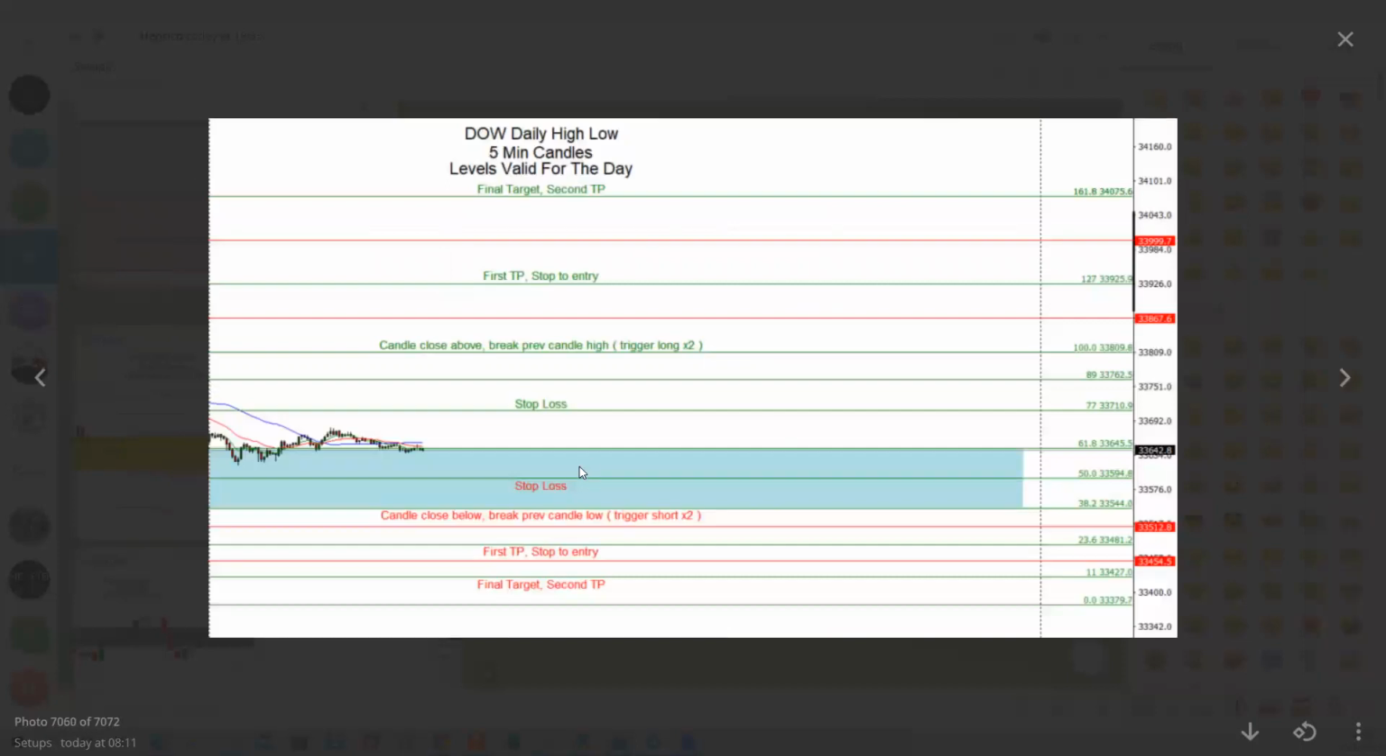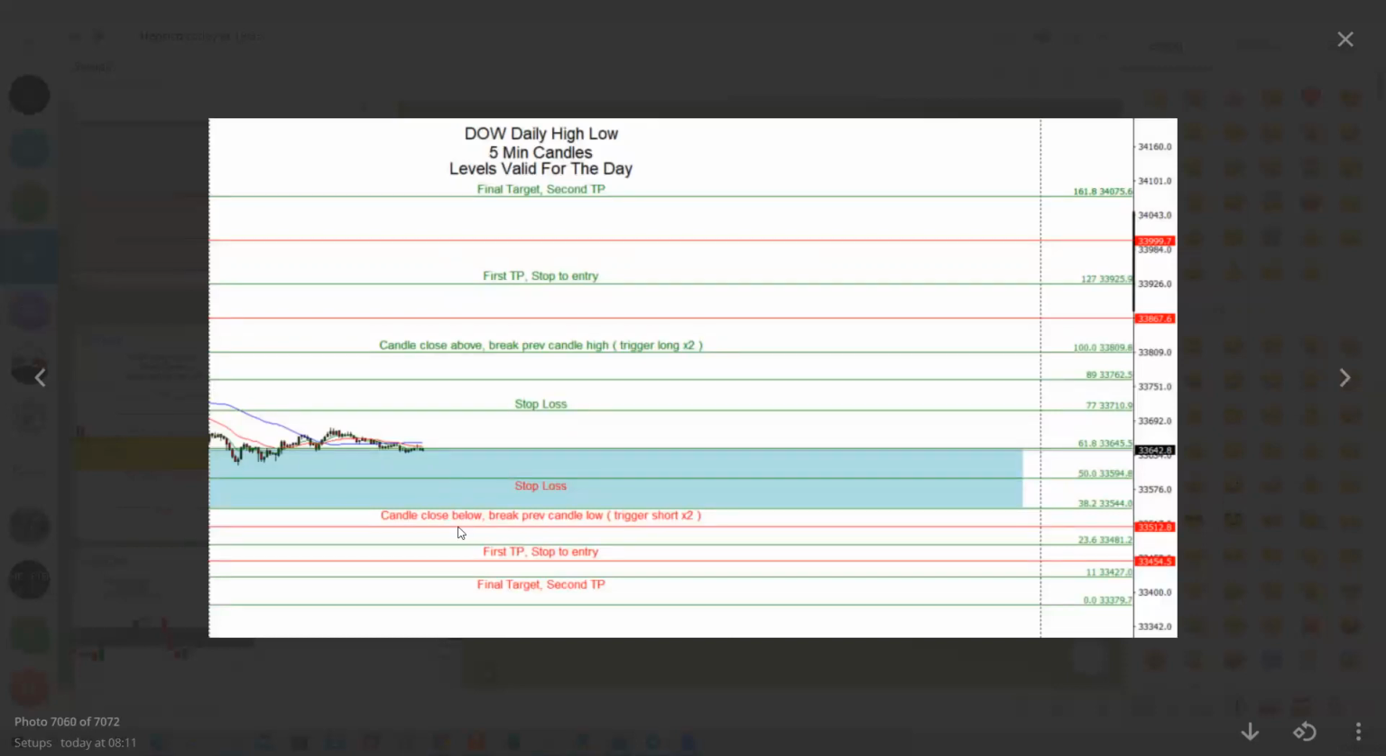On the Dow yearly high-low, currently between levels of 61.8 and 50. If you look at the moving averages, 50 is above 21, above 8. That's indicating trend is down. So for now, we're looking for a candle close below 38.2, break previous candle low to aim for the 23.6 first TP, 11 second TP, and stop loss being at 50.